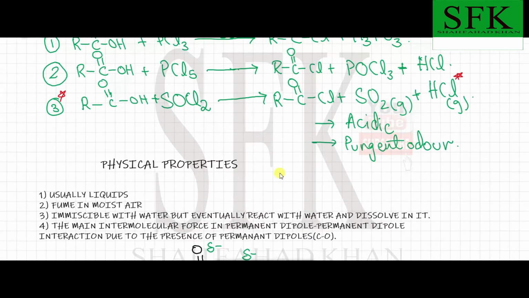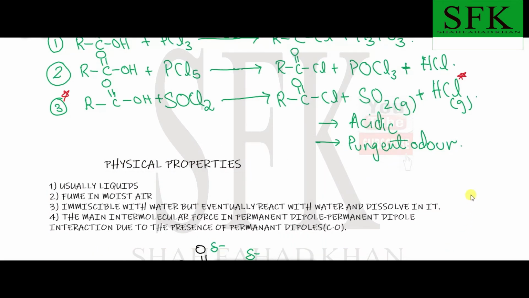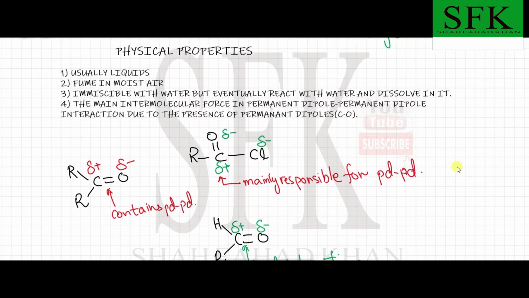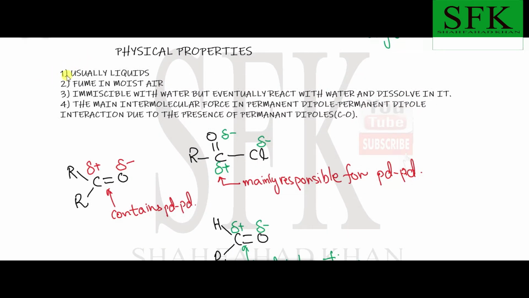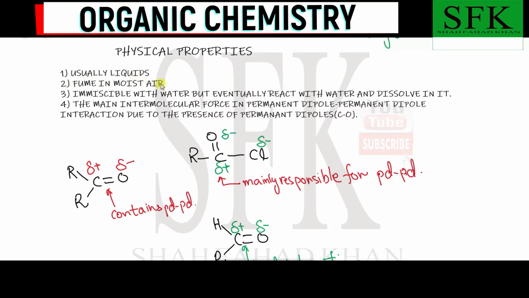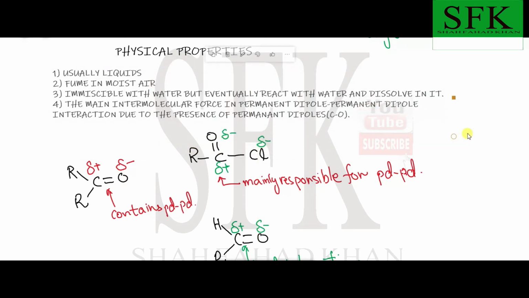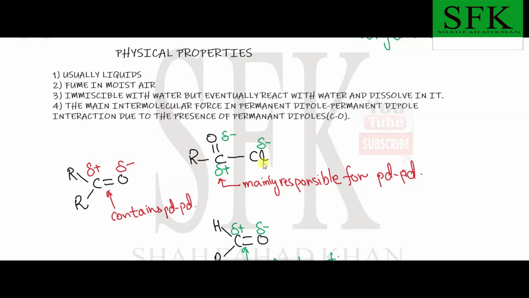Okay, now let's look at the physical properties of the acyl chlorides. I've listed them down. Let's read them. They are usually liquids at room temperature. They fume in moist air. They basically produce fumes when they are exposed to moist air. They are immiscible with water, but eventually react with water and dissolve in it. So basically, initially they are immiscible. They do not mix with water in liquid form, but they do react with water and dissolve in it.